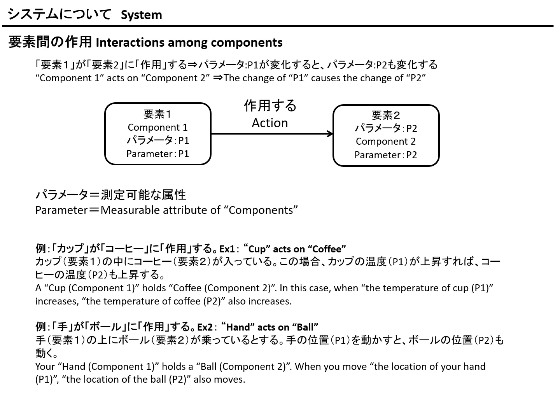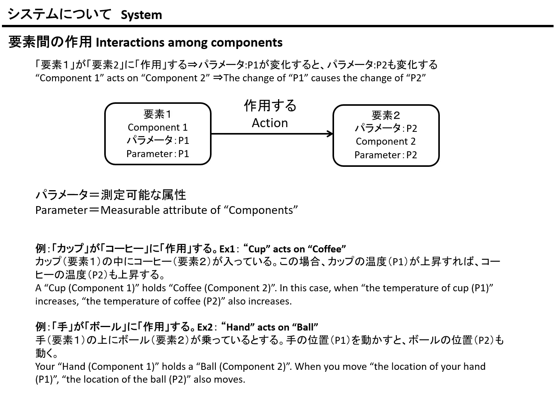So let me explain this by using a simple example. Example 1 is cup acts on coffee. Just imagine a cup, which is component 1, holds coffee, which is component 2. In this case, when the temperature of the cup, which is parameter 1, increases, the temperature of the coffee, which is parameter 2, also increases. Now this is one example of a cup acting on coffee. This is an example of interactions.